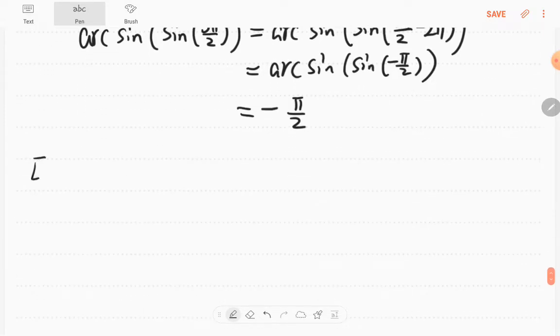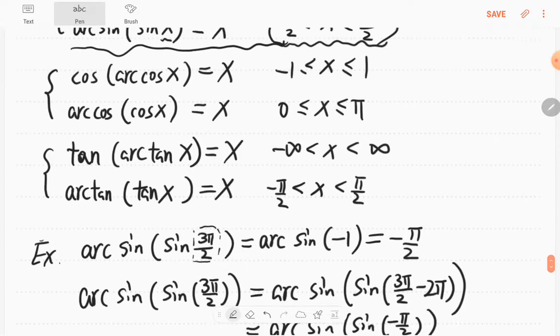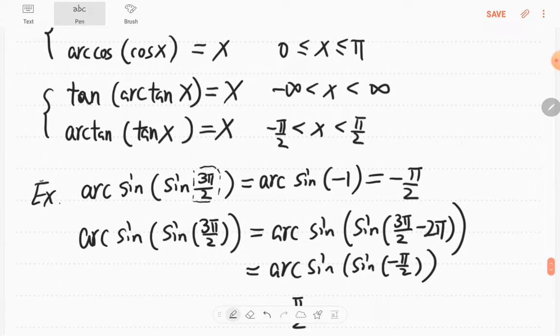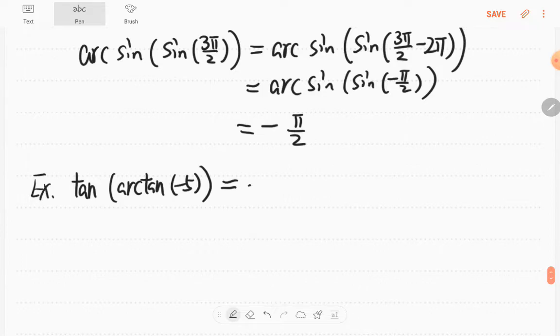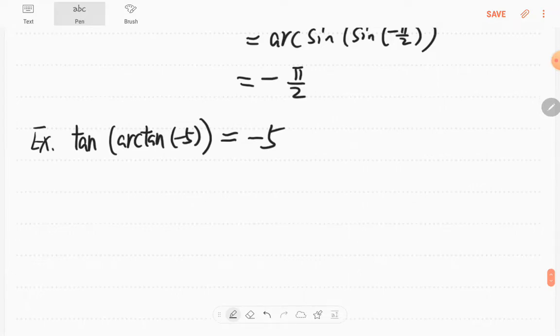So let's look at another example. Tangent of arc tangent of negative 5. Here x could be any number, so negative 5 is fine. So it would be equal to negative 5, right?